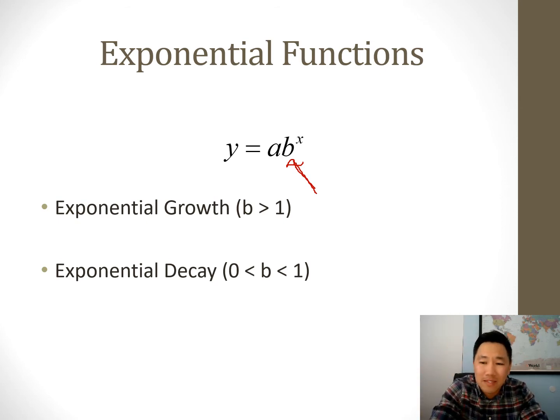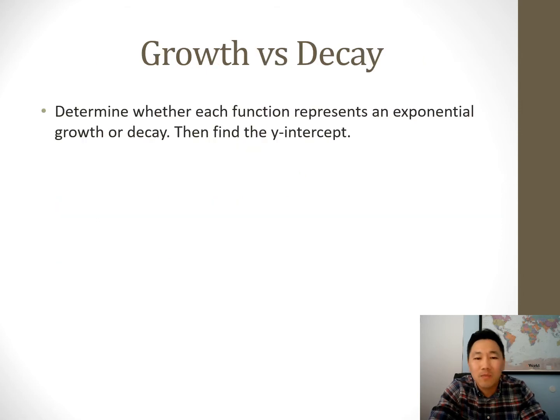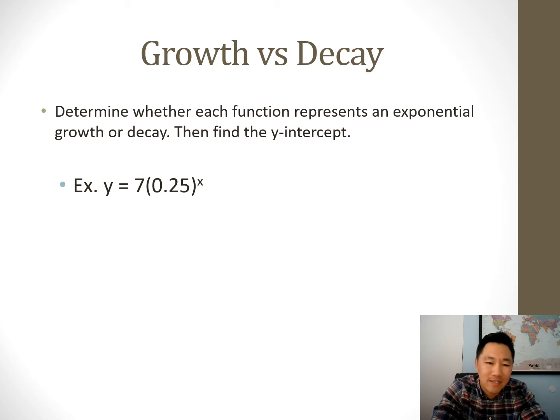All right, so let's do some examples from the homework. Determine whether each function represents an exponential growth or decay. All right, so we have this. Notice it has the a part, the b part, and the exponent. We are focused on the b part. This part right here. We're focusing on this part. All right, notice it is in between 0 and 1, so we have a decay.